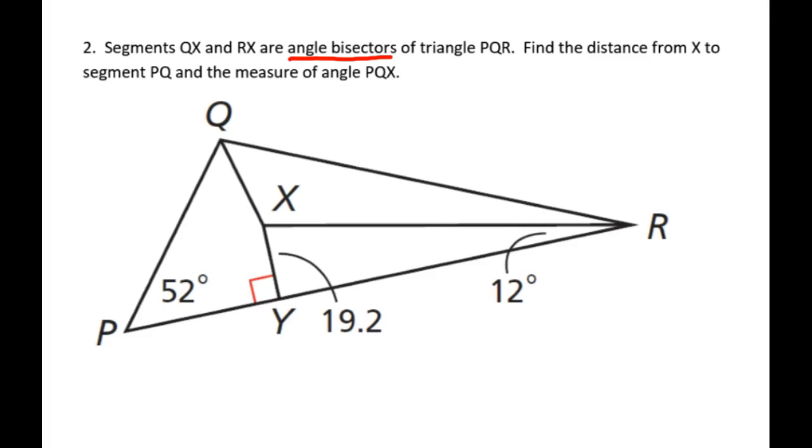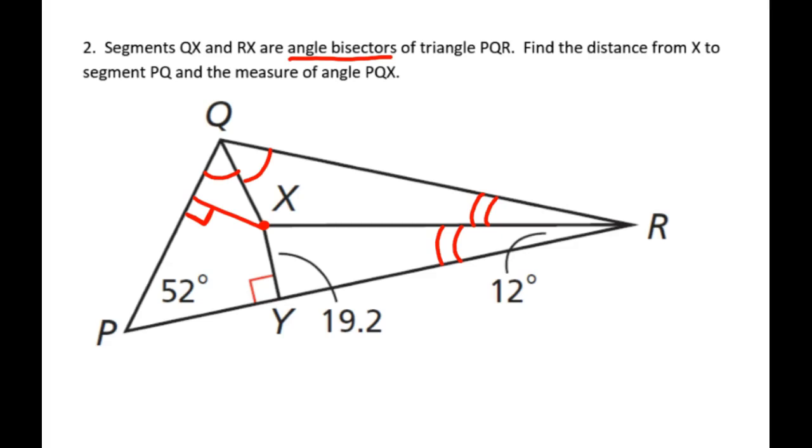On the back, number 2, segments QX and RX are angle bisectors. So again, if QX is an angle bisector, arc, arc. If RX is an angle bisector, double arc, double arc. Find the distance from X to segment PQ. So from X to segment PQ with a right angle.